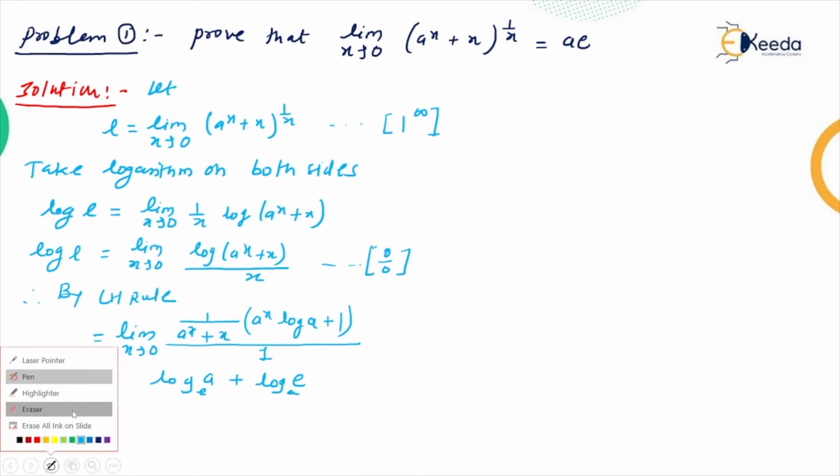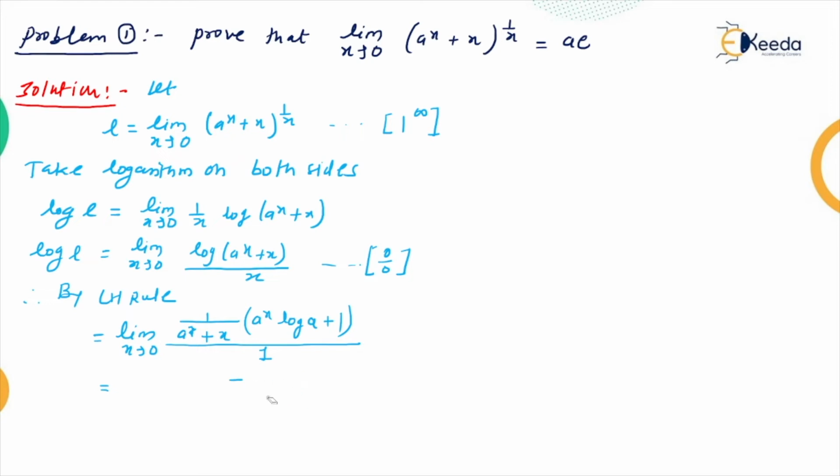Now just a minute, I am writing once again, so the concept will be very clear. That's why I am writing this step here. When we replace x with 0, what becomes here is simply a raised to 0, which means 1, plus 0, so we get 1 upon 1, which is 1. a raised to 0 log a plus 1 divided by 1.